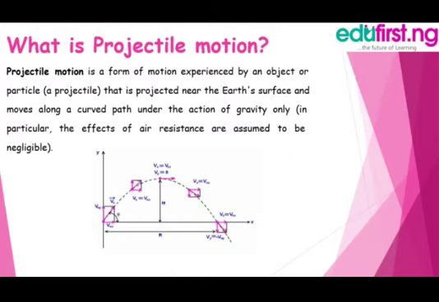Now, what is projectile motion? Projectile motion is a form of motion experienced by an object or particle that is projected near the Earth's surface and moves along a curved path under the action of gravity only. In particular, the effect of air resistance is assumed to be negligible. This is to say that air resistance on a particle in projectile motion is negligible, as shown in the diagram below.